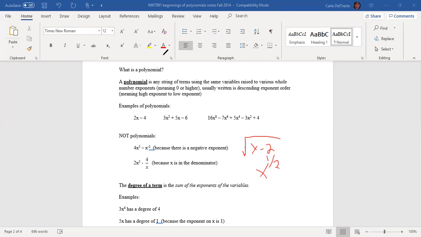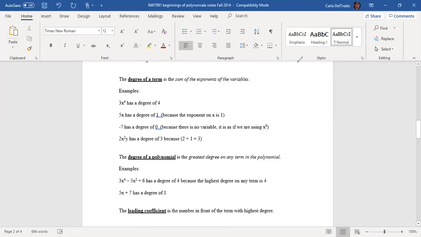The degree of a term is the sum of the variable's exponents. So a lot of times we're going to be just dealing with one variable, so we don't have to worry about this very much because it's just going to be the visible exponent. For example, 3x to the 4th, exponent's a 4, so it has a degree of 4. 5x, exponent is a 1, so the degree is going to be a 1. Negative 7 has a degree of 0 because it's just like there's an x to the 0 next to it. We talked about that above. Anytime you have a constant term, it has a 0 exponent on the variable.